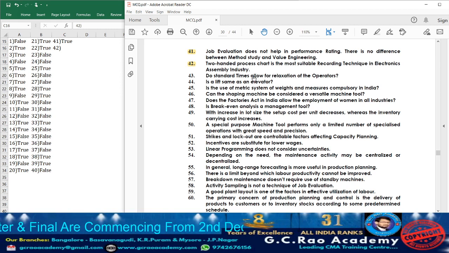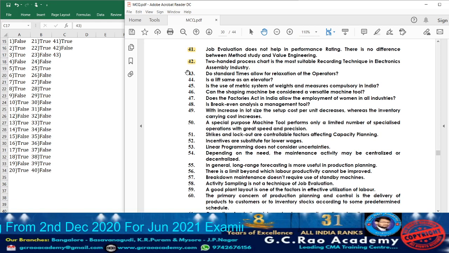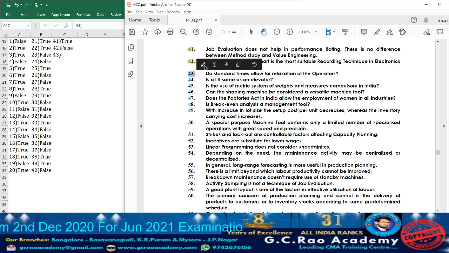That chart will not be suitable in the electronic assembly industry. So accordingly the statement 42, whatever they have given, is false. Now moving on to statement 43.